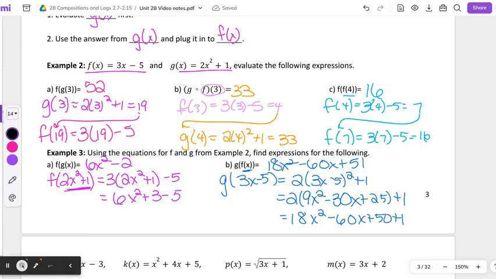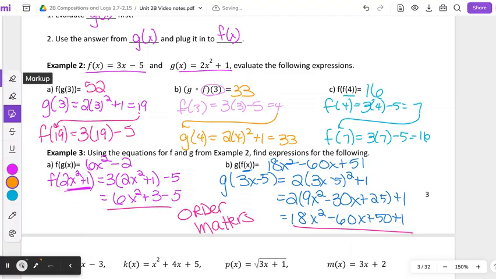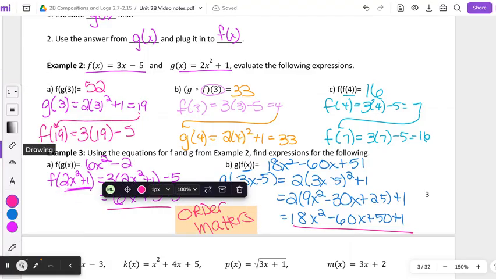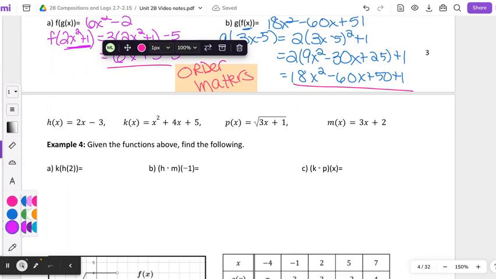Okay, so what we see here is that order matters, right? Those are completely different. We can't just do f of g of x in whatever order we'd like. We have to go in the order that it says, because if not, those are completely different, f of g of x and g of f of x.